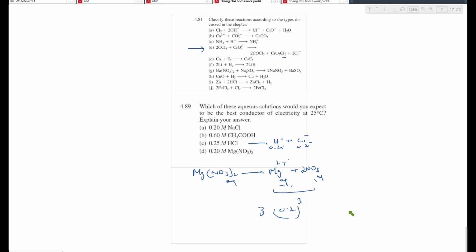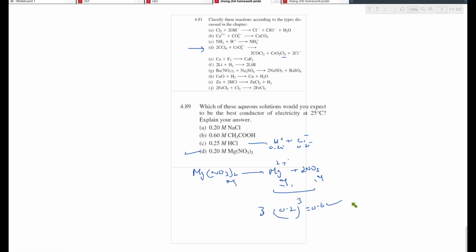Mg(NO3)2, if you dissolve this, will give you 3 ions: on dissolving in aqueous solution, 1 Mg 2+ and 2 nitrates. So how many ions are you getting? 3 ions. In HCl you are only getting 1 and 1, 2. Even though it is 0.25, you are getting 0.25 mole of this and 0.25 mole of this, so total 0.5, but here you are getting 0.2 times 3, 0.6. Am I right? You're right. So this is going to win. So this is going to be the answer.